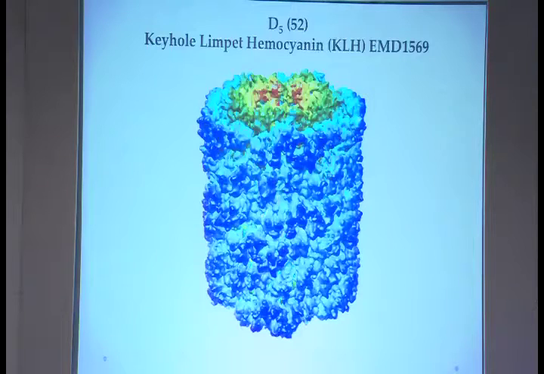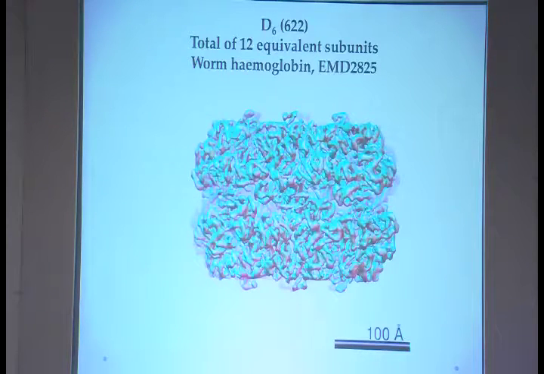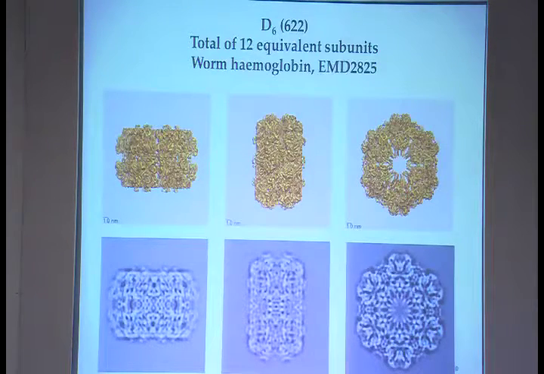One example of a D5 molecule is the keyhole limpet hemocyanin. So all of these hemocyanins have different types of symmetry. And again, you can look at different projections and try to identify the symmetry elements. D6, there should be a total of 12 equivalent subunits. One example is worm hemoglobin. And just to show you what would be the different orientations and the corresponding projections, so that the symmetry elements here can be identified.